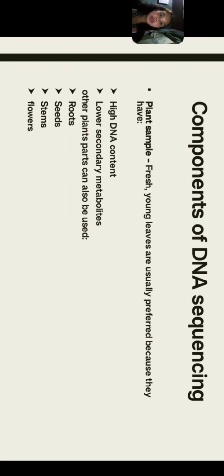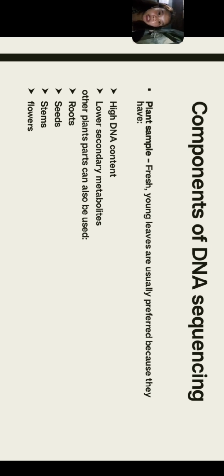Components of DNA sequencing. First is plant sample. Fresh young leaves are usually preferred. So the first step in DNA sequencing is collecting a plant sample. Usually, fresh and young leaves are preferred because they have high DNA content and low secondary metabolites. So, high DNA content means more DNA to extract. And lower secondary metabolites means fewer chemicals that can interfere with DNA extraction.